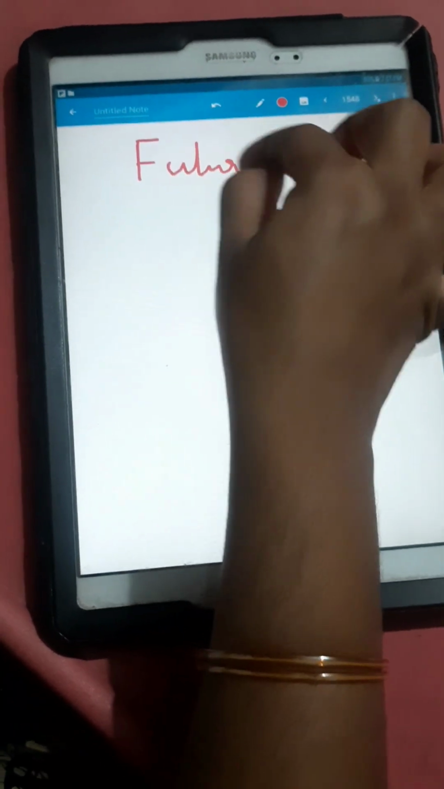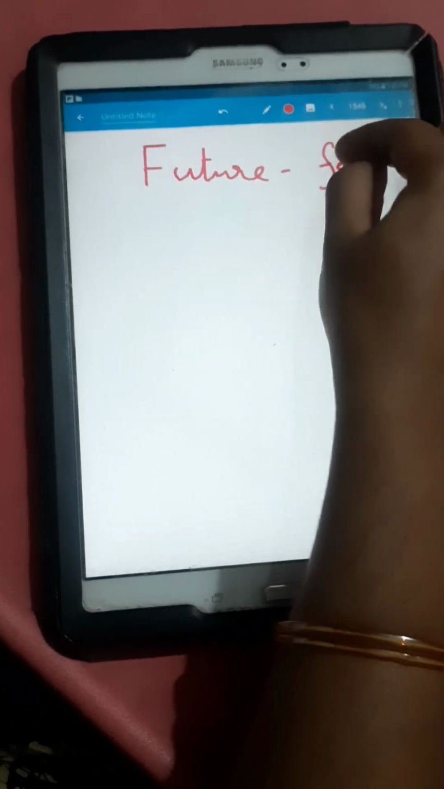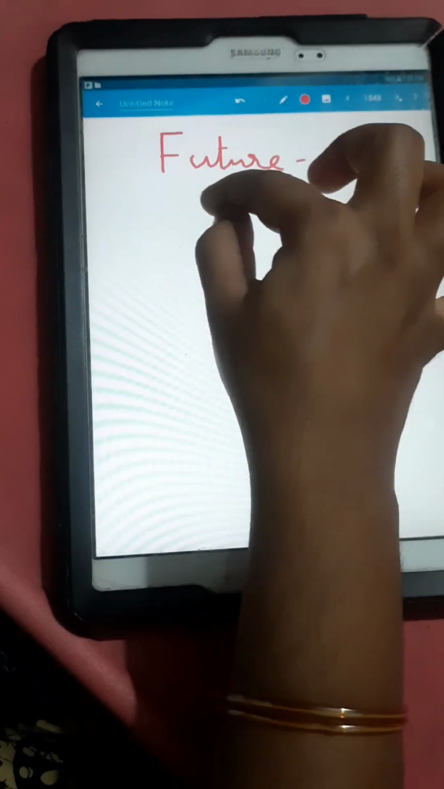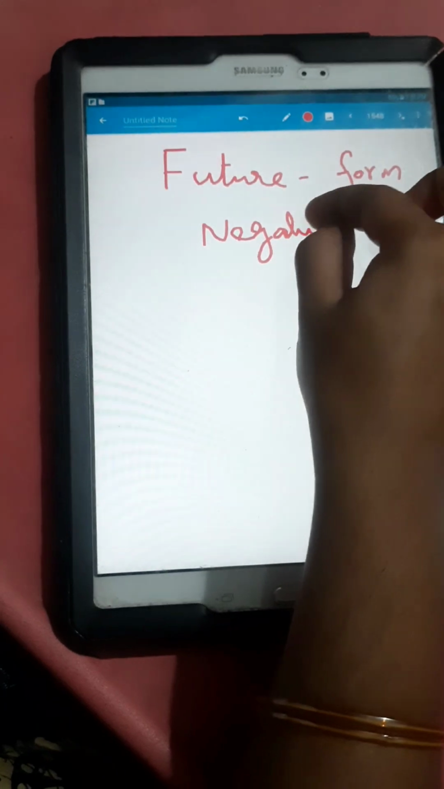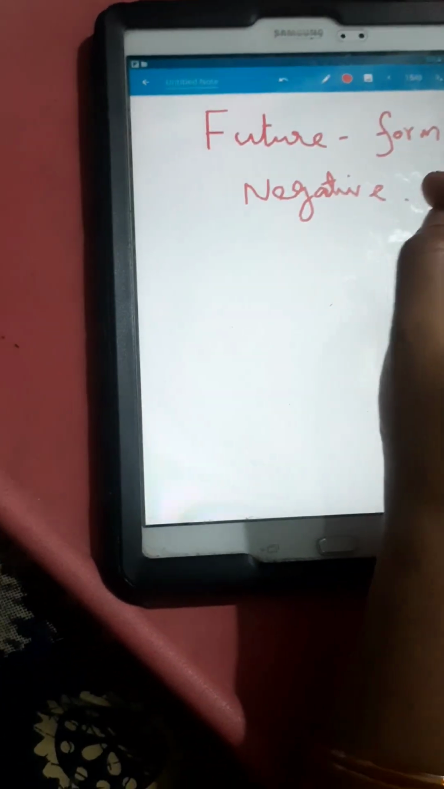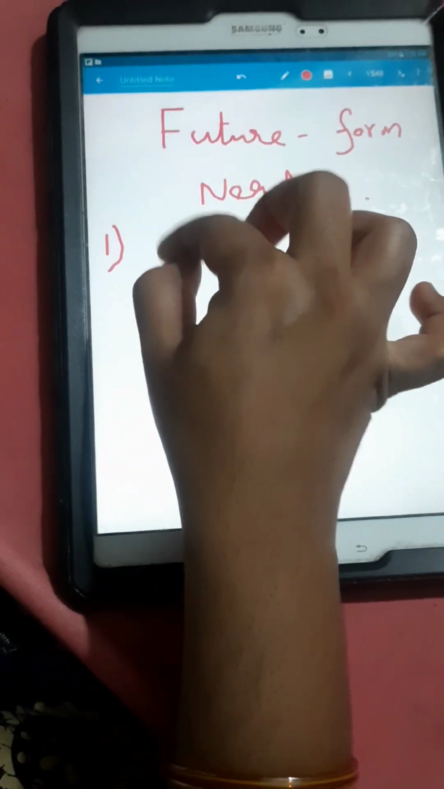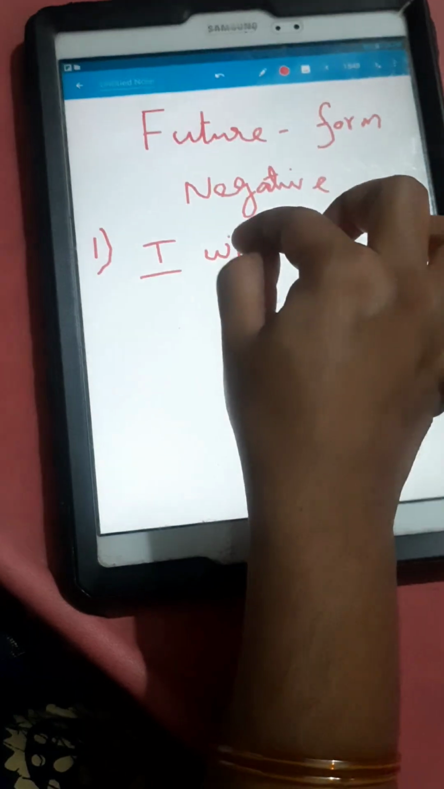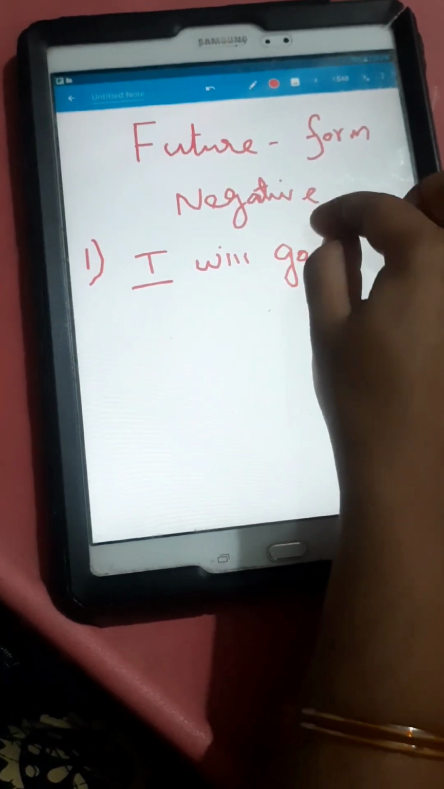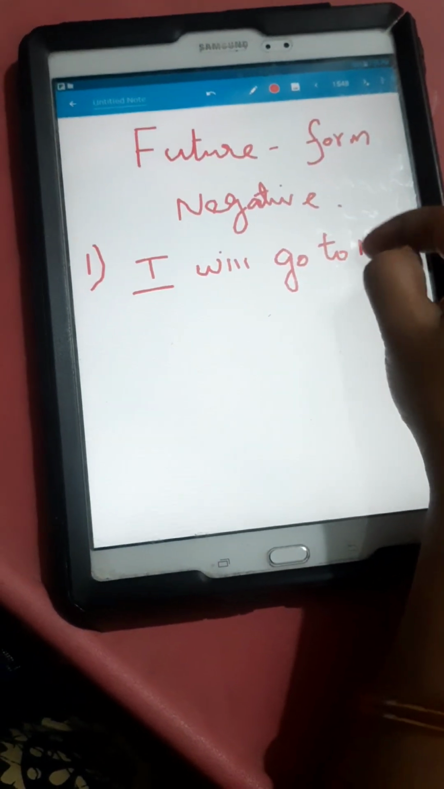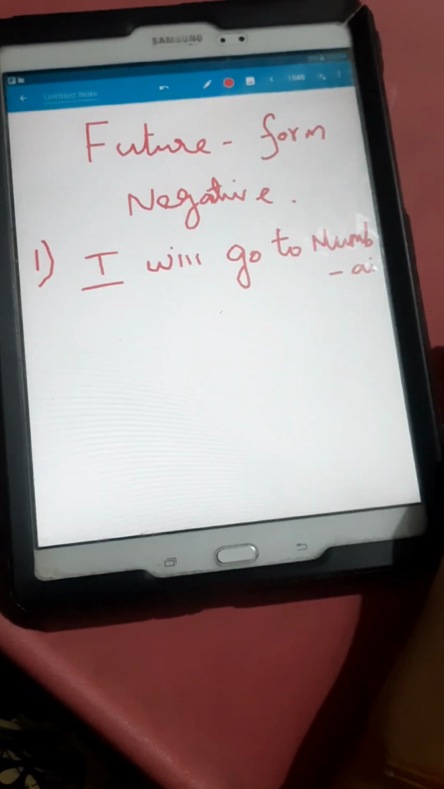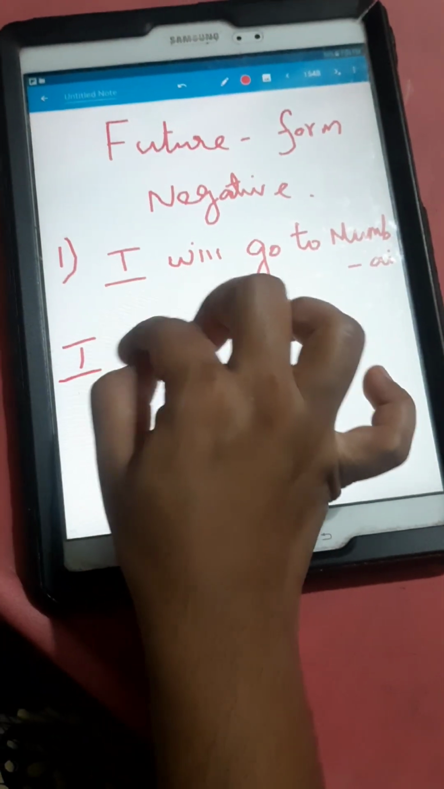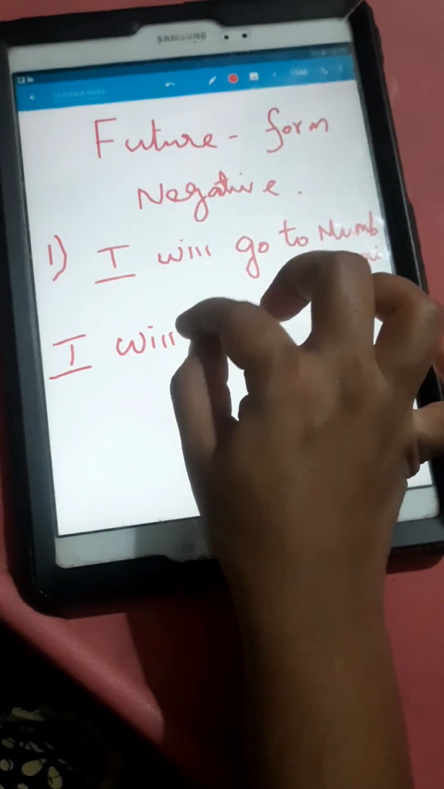Okay. Last and final, I have future tense also, the future form of the be form of the verb. We go for a negative. First of all, we want to write the sentence. That sentence is, I will go to Mumbai. If you want to change that, you just have to add not to this will, the be form of the verb. So, I will not go to Mumbai.